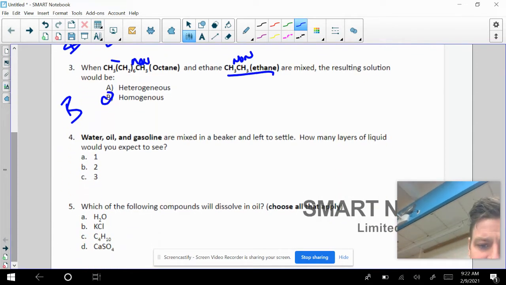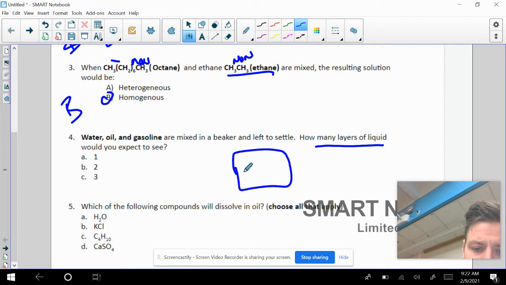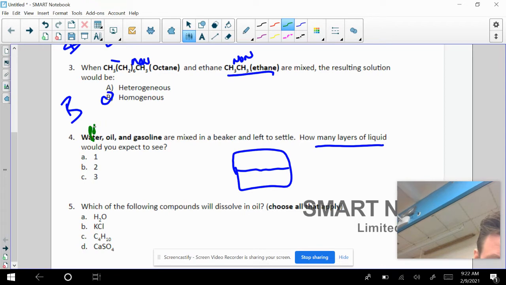Water, oil, and gasoline are mixed together and left in a beaker to settle. How many layers are we going to think about? You mix it together, and basically the polars are going to mix with polar and the non-polars are going to mix with non-polars. So water is polar, and oil is just carbon and hydrogen.